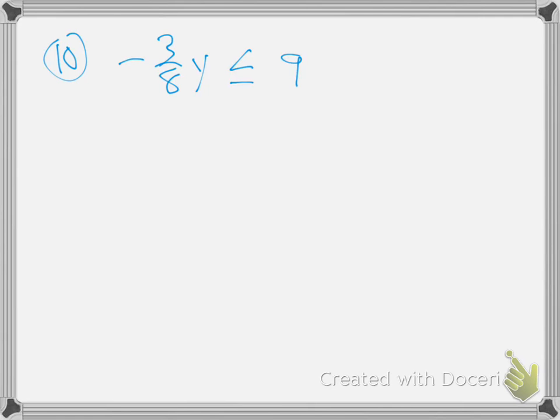So how can we get rid of that 3/8? Remember what we always do when there's fractions? We call the hitman. We multiply by the denominator. You know what I mean? So I'm going to go 8 on both sides.